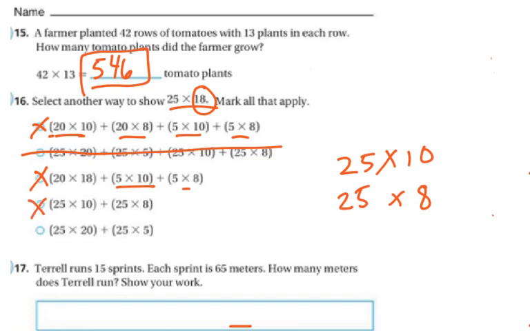All right, then we have 25 times 20. Again, there's not even 20 in the answer, so that one is definitely not it. So these 3 do work, and the other 2 do not.